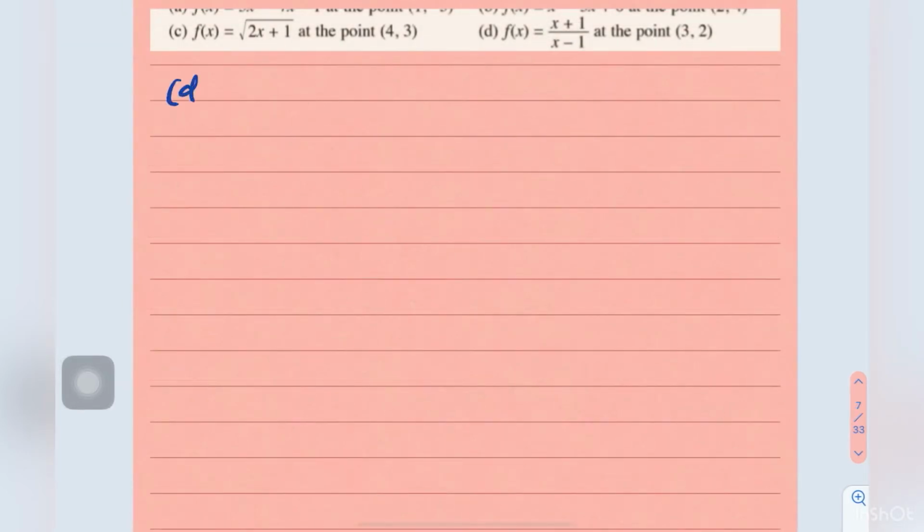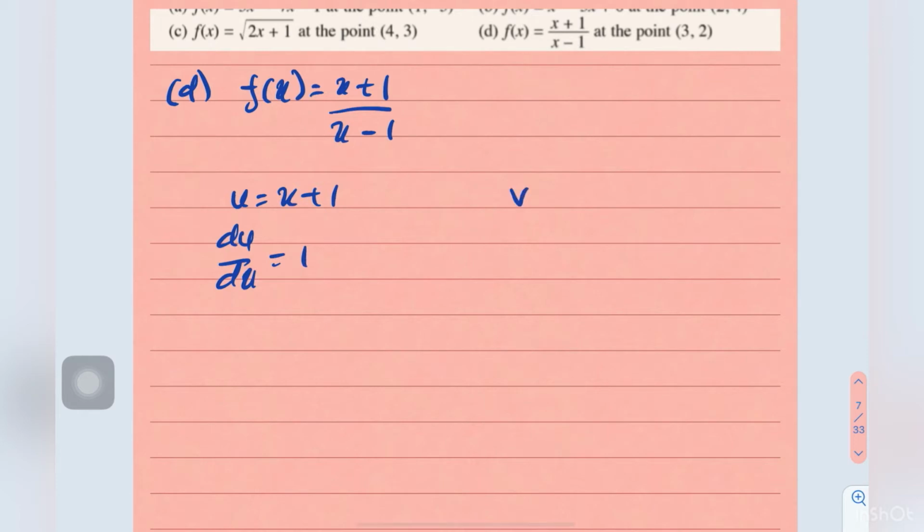Okay, for question D, we have f(x) is x plus 1 over x minus 1. Okay, this one we have to find the equation of tangent and normal. We have to find the gradient of tangent first. So this one is quite long. You have to use the quotient rule. Okay, so u is x plus 1, du dx is 1. V is x minus 1, dv dx is the same, 1. So f prime x, we have the formula of quotient rule, v du dx minus u dv dx over v squared.